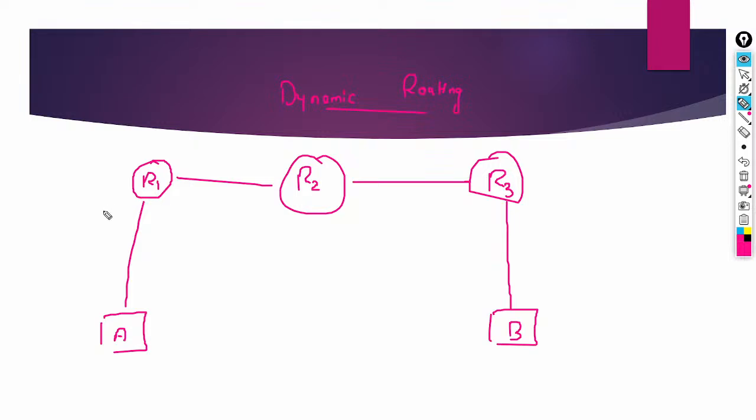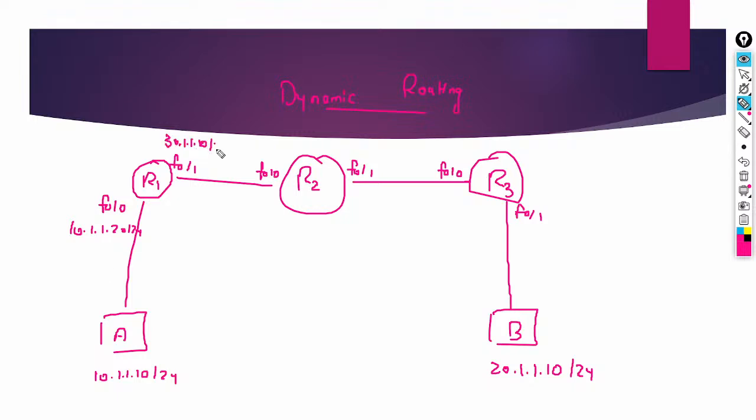Let's take an example with interfaces F0/0 and F0/1 on each router. The IPs would be 10.1.1.10/24, 20.1.1.10/24, 10.1.1.20/24, 30.1.1.10/24, 30.1.1.20/24, 40.1.1.10/24 and 40.1.1.20/24.